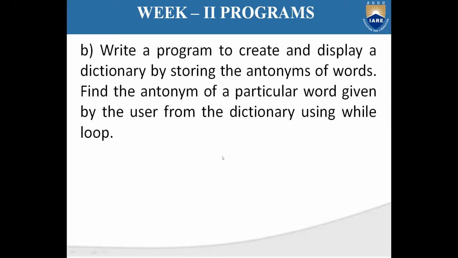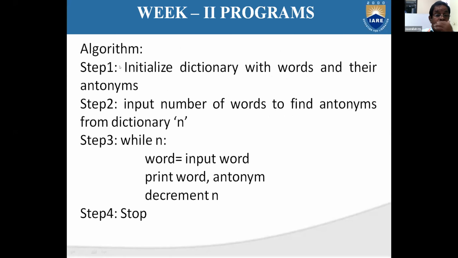Right. Next one is: write a program to create and display a dictionary by storing the antonym of words. Find the antonym of a particular word given by the user from the dictionary using a while loop. So for this, first you will be initializing. You are going to create the dictionary with words and antonyms. In the case of a dictionary, you will have keys and their values. Keys and their values are going to be stored in the dictionary.